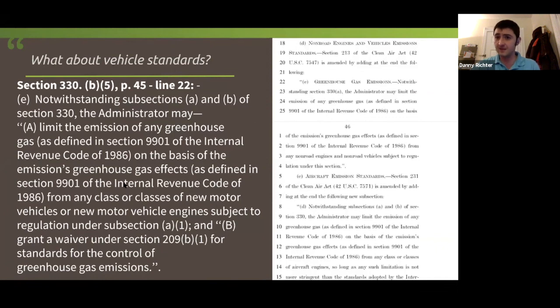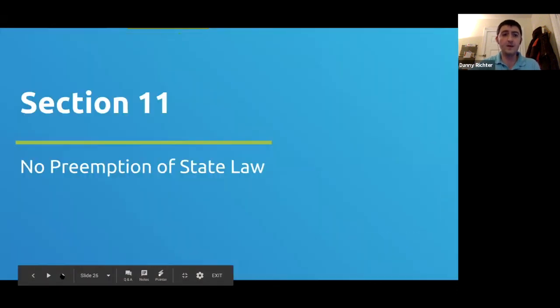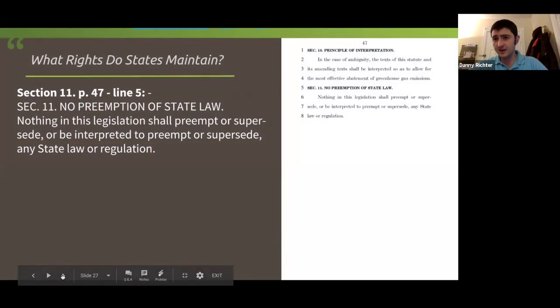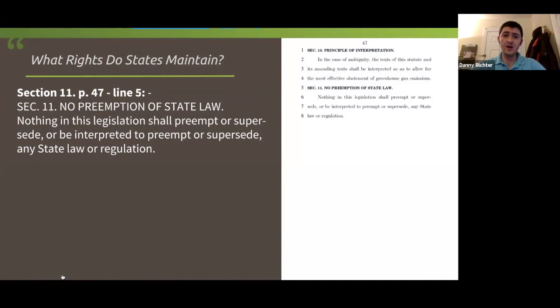This is retained. CAFE standards, the exemption, tailpipe standards, they're all retained explicitly. Here's the text in the bill. And then the last thing that I'll cover is the no preemption of state law. This is literally the last thing in the bill. It just says, Section 11, no preemption of state law. Nothing in this legislation shall preempt or supersede or be interpreted to preempt or supersede any state law or regulation.